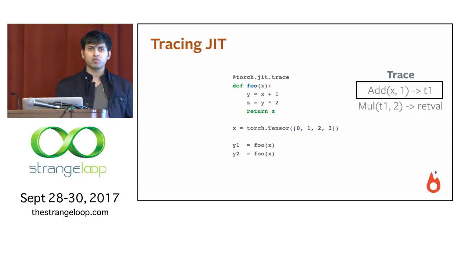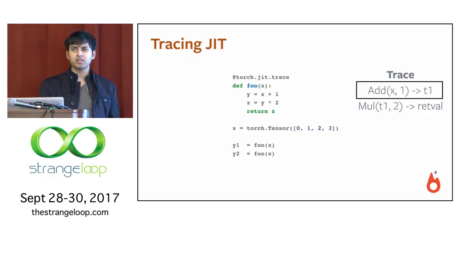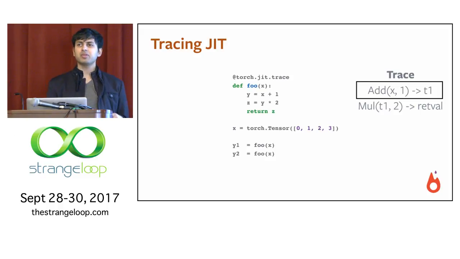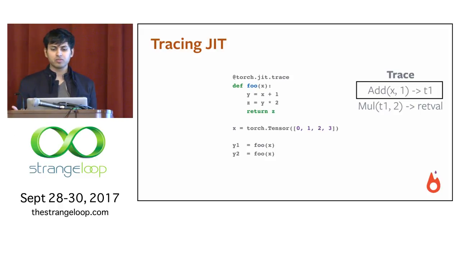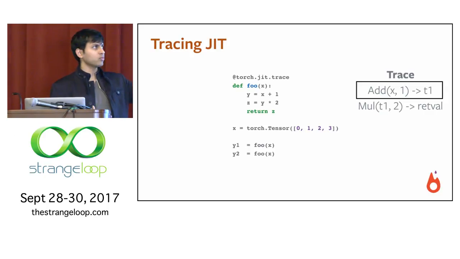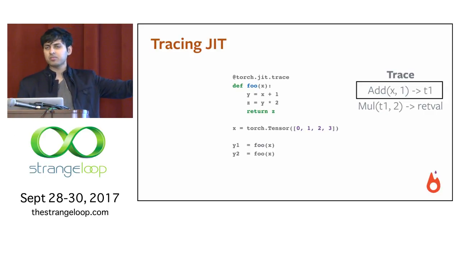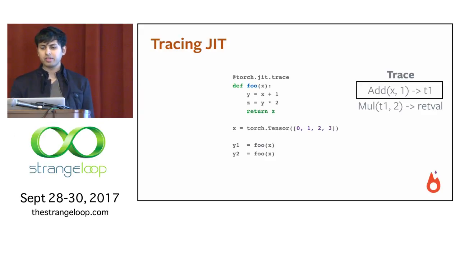There are two benefits to it. One, we avoid Python, we avoid the GIL, we avoid all that slowness. The second benefit is that we can now write optimization passes to do things like operator fusion. Once we get a trace, we can pass it through several optimization passes and get faster code.